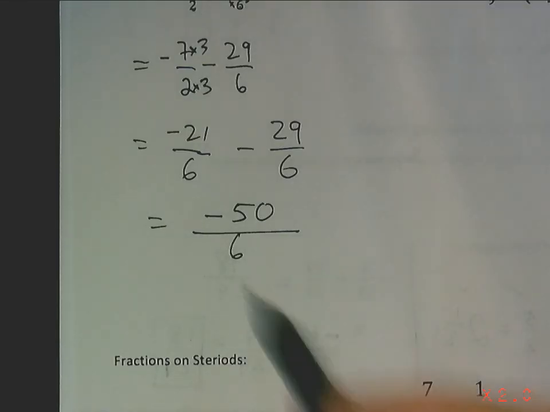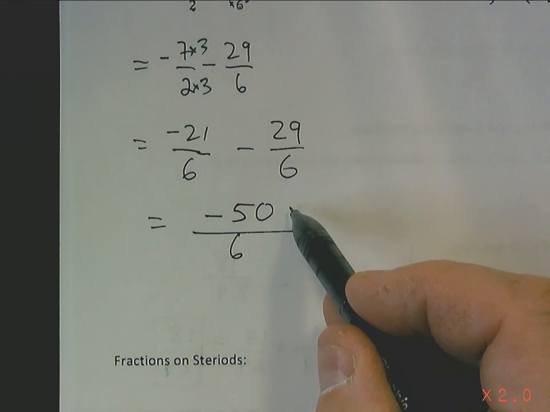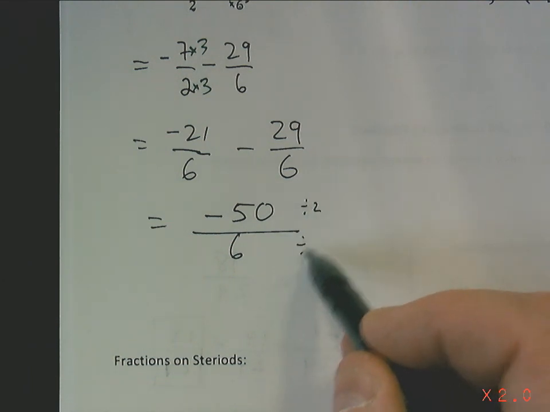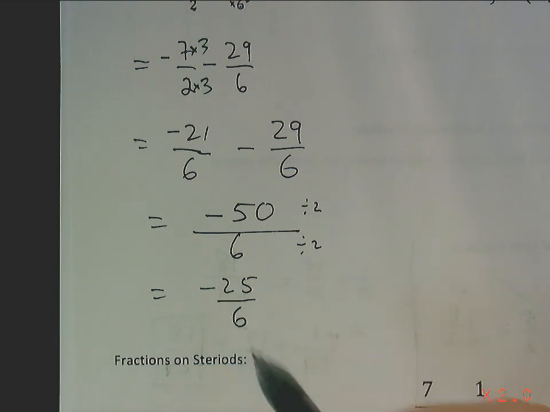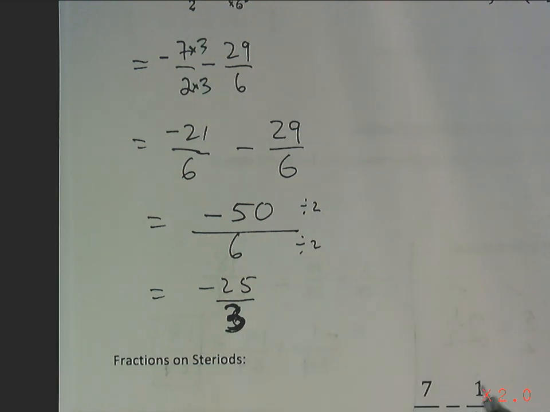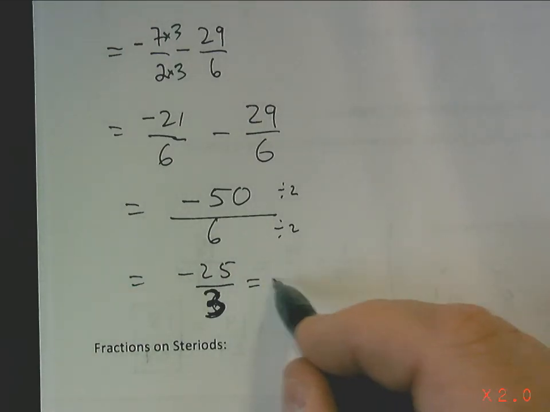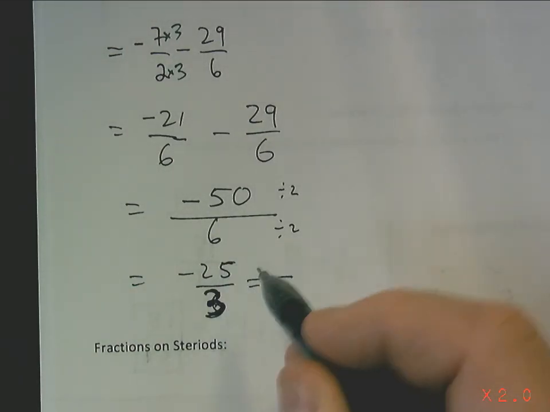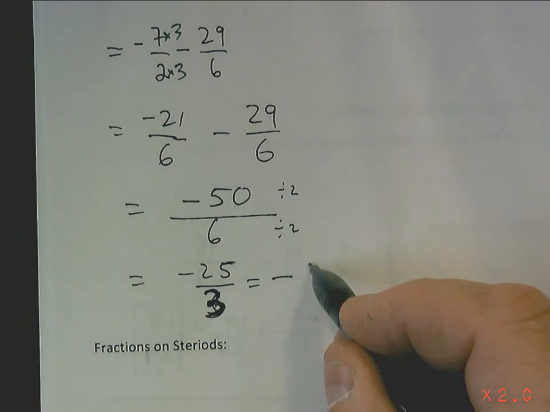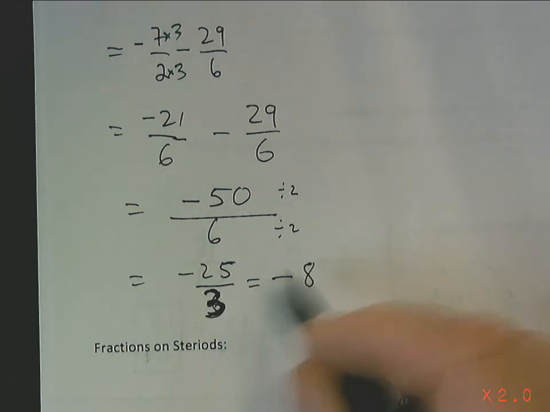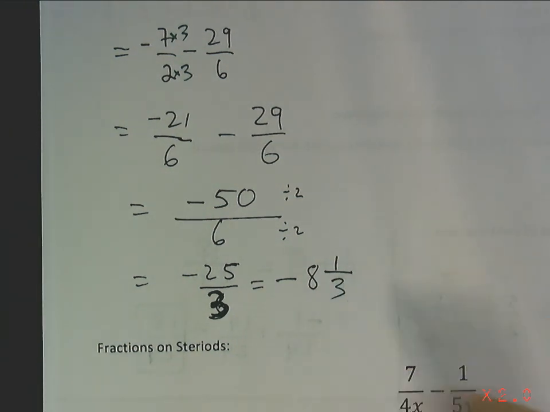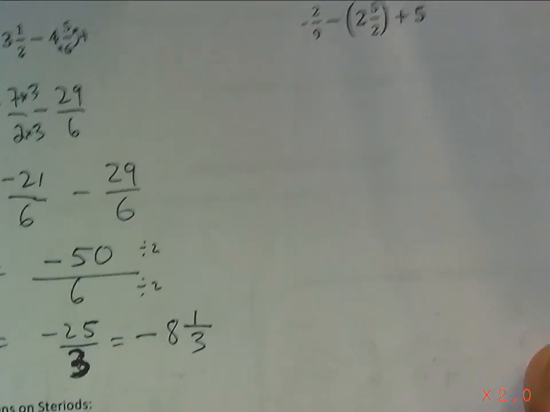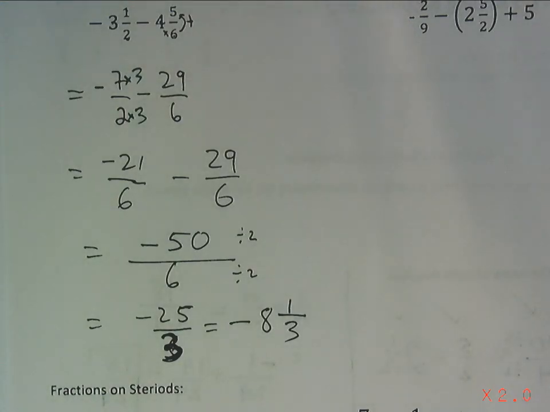Then before I walk away, is it in lowest terms? Uh-oh, not quite, because they're both even. I could divide both by 2. -25 over, oops, that would be bad, over 3. And if I want to change that to mixed, how many times does 3 go into 25? On my times tables, it goes up at least to the 8, because that goes in 24 times, and left with 1 left over. -8 1/3. Same thing. Whew. Okay, we're almost there.